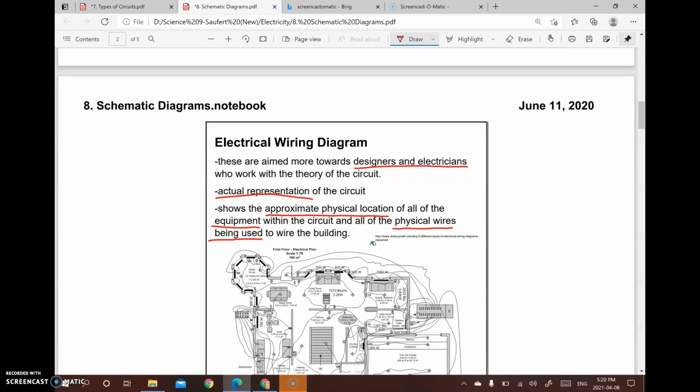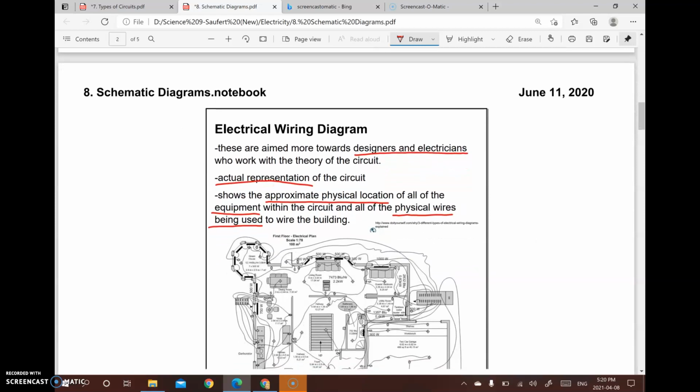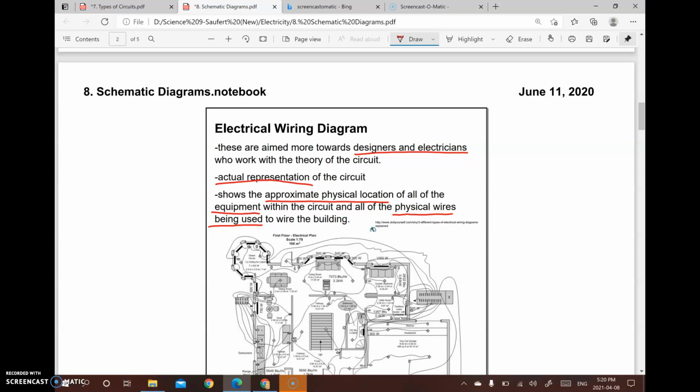Electrical wiring diagrams are aimed more towards designers and electricians who work with the theory of the circuit. It's an actual representation, and it shows the approximate physical location of all the equipment within the circuit and all of the physical wires being used to wire the building.